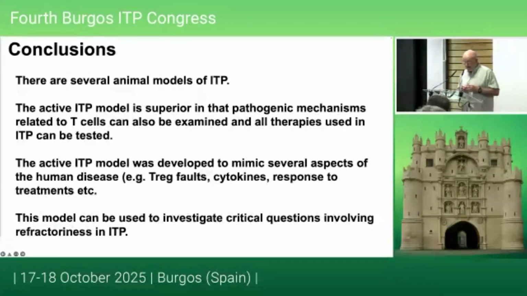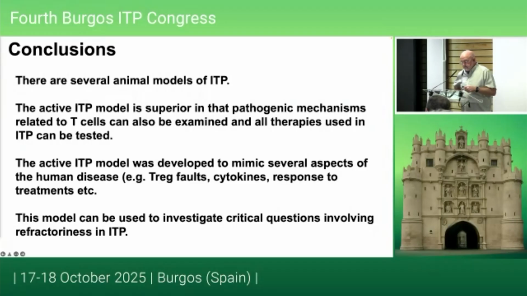All of them are very valid and robust. The active ITP model, I think, is superior in that both pathogenic mechanisms related to T cells and B cells can be examined. And all therapies in ITP can be tested in this animal model quite readily.